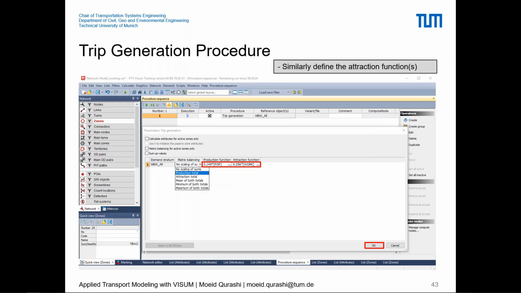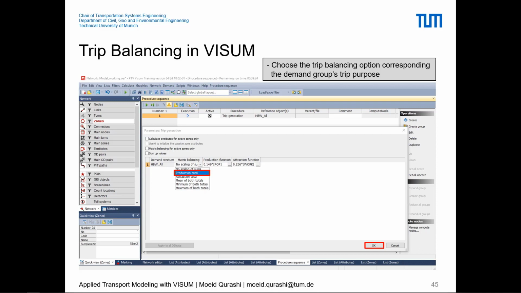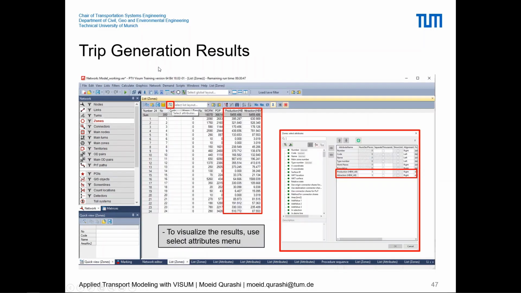So we set the matrix balancing to production total, and then we will simply execute. So we will mark this as ticked. We can click this, or you can maybe right click and say execute marked procedures. But if you simply have this active and press this, it will be executed. And once you execute the procedure sequence, when you go back to the zones list, you will see that you have the production and attraction total available. I mean, this will not be there already.